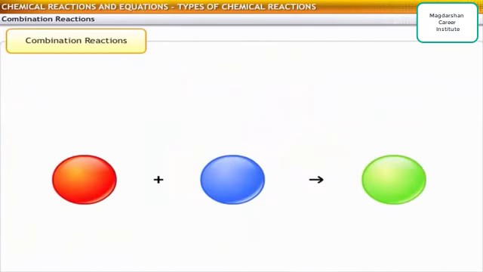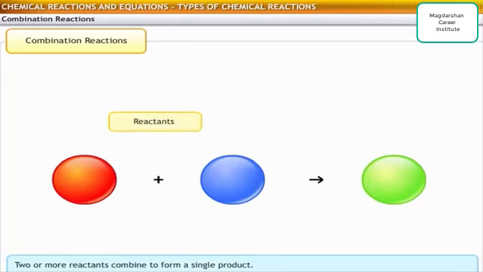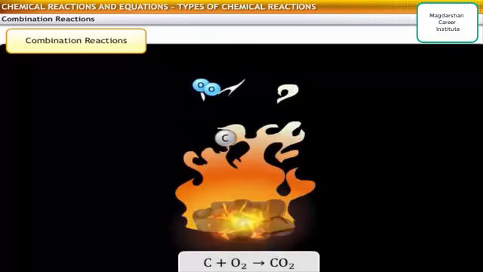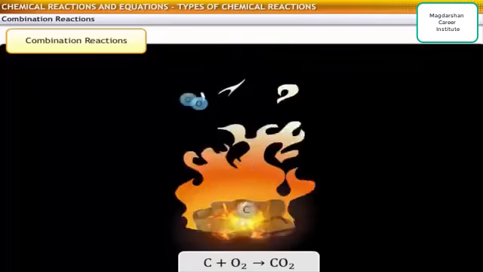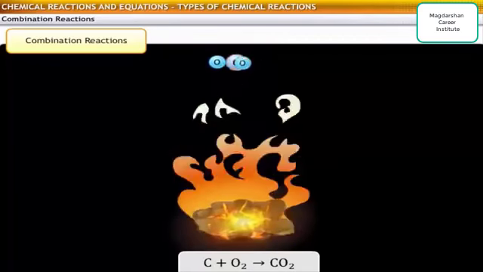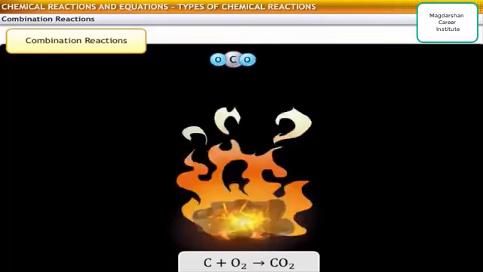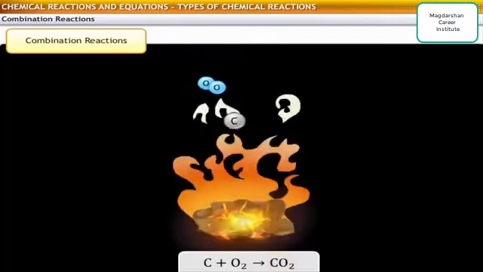A combination reaction is one in which 2 or more reactants combine to form a single product. The reactants may be elements or compounds. The general form of the reaction is A combines with B to form a single substance, C. For example, coal burns in oxygen to form carbon dioxide. In this reaction, the 2 elements, namely carbon and oxygen, combine to form a single product, carbon dioxide.